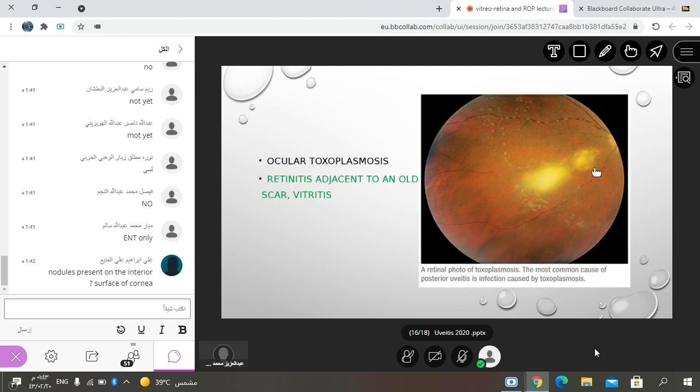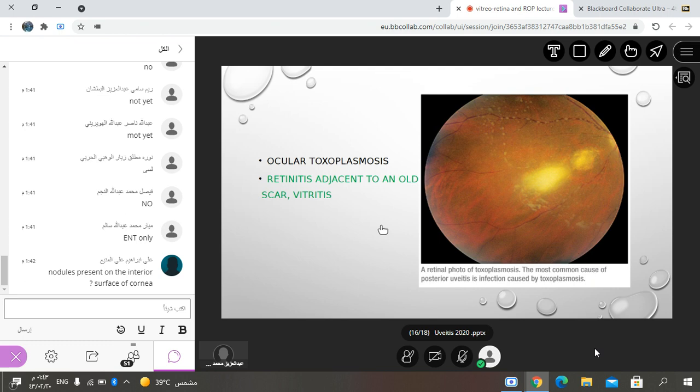Here we mention posterior uveitis. In posterior uveitis, we have three main conditions. One of them is Vogt-Koyanagi-Harada disease. You don't need to know about it, it's a detailed one. The other one is Behçet uveitis. And the third one is toxoplasmosis.